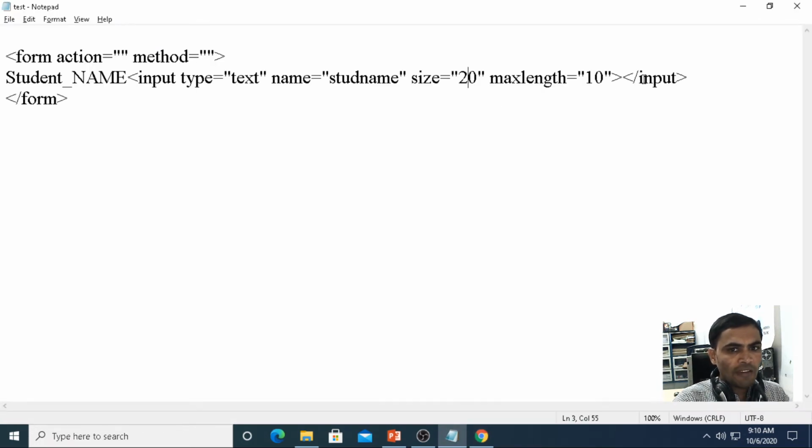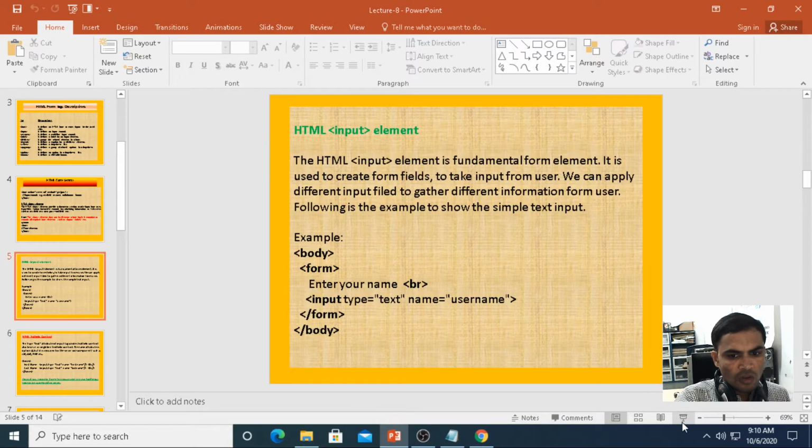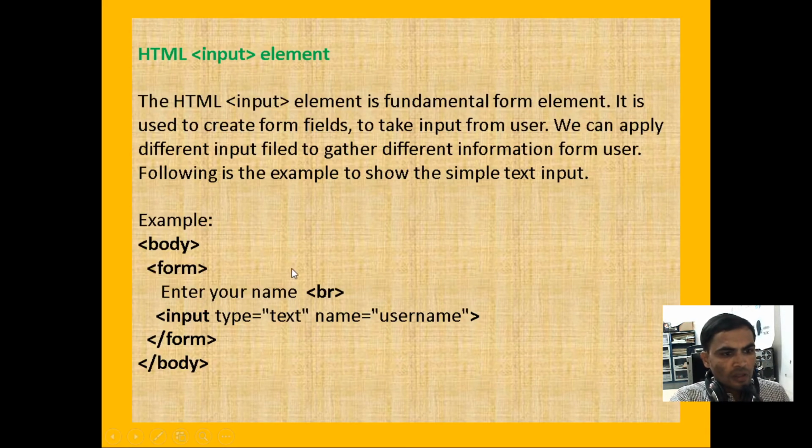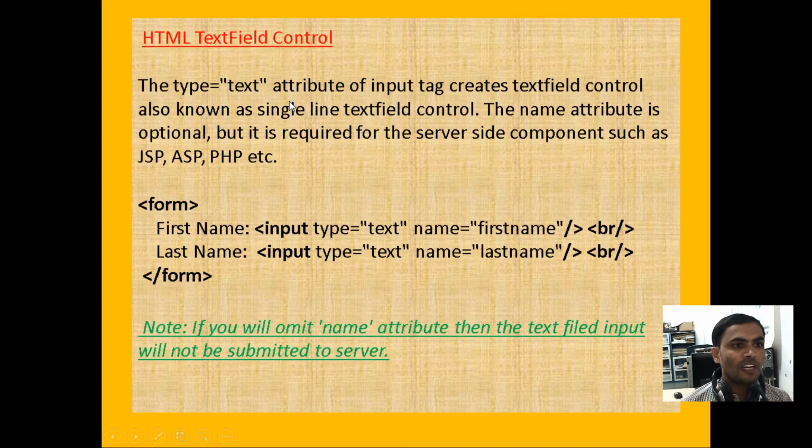Then next we have the BR tag. If you are using another field or label name, to go to the next line we can use the BR tag. Now we can see here, just enter your name, we took name equals to text name for this input.